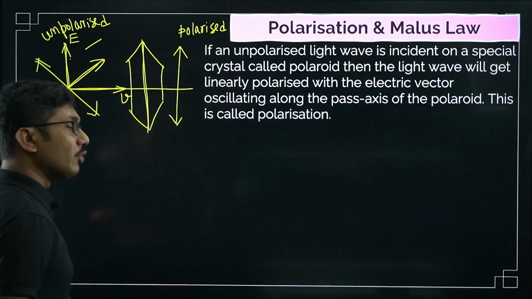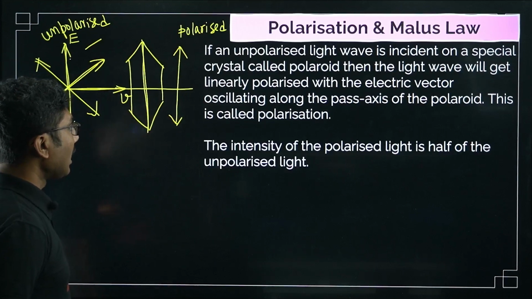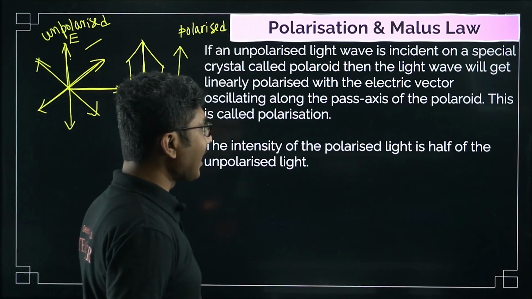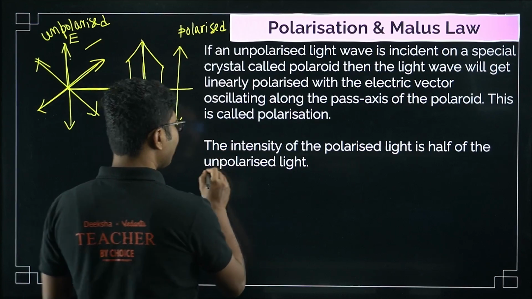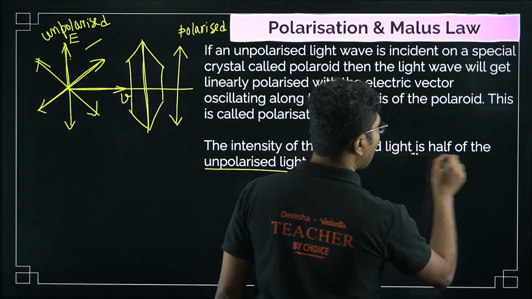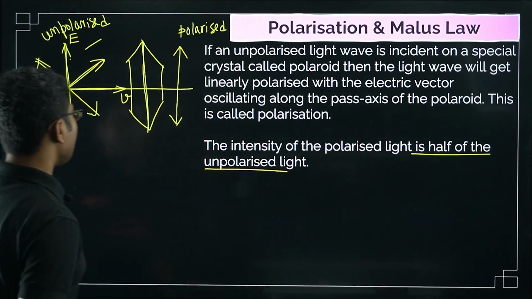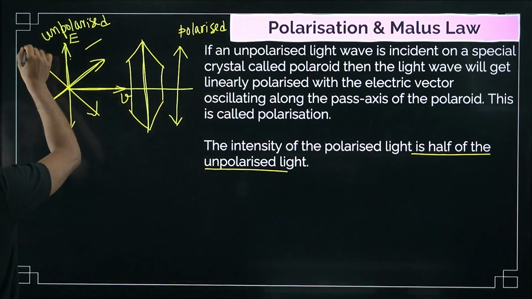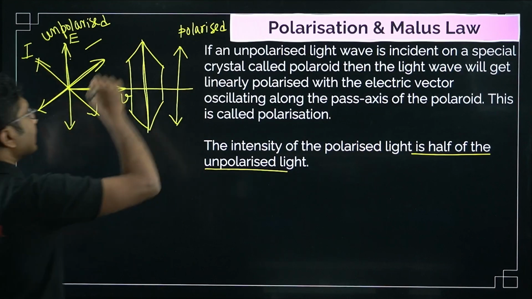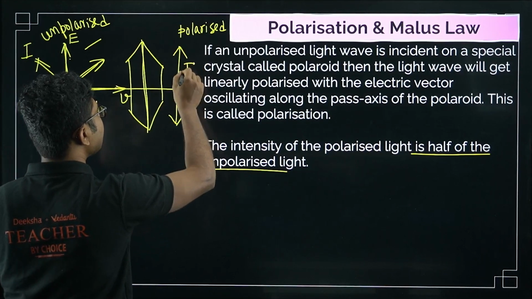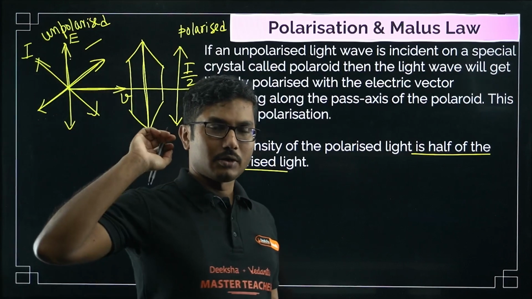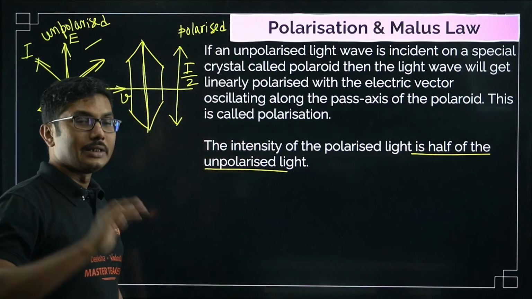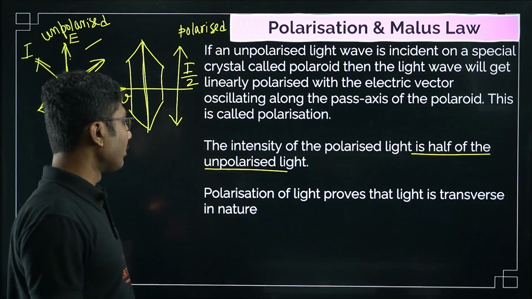This is called polarization. The intensity of the polarized light is half of the unpolarized light. This is a very important line. What is the meaning of that? Suppose the intensity of the incident light is I, then after polarization the intensity will be I by 2. Very important, you have to remember this clearly.